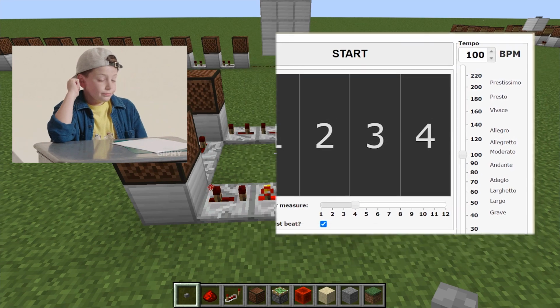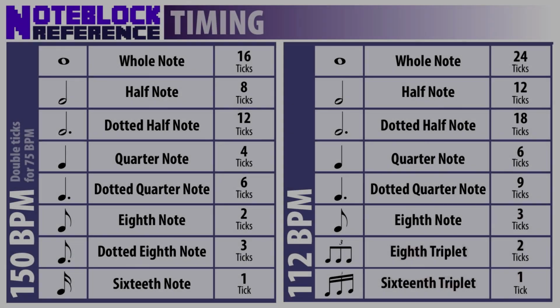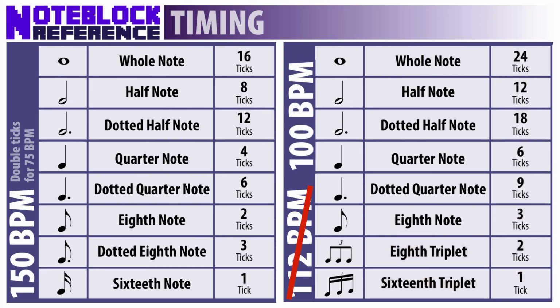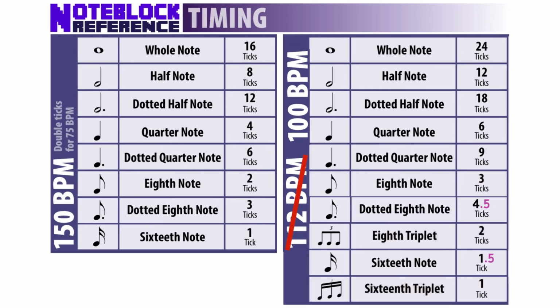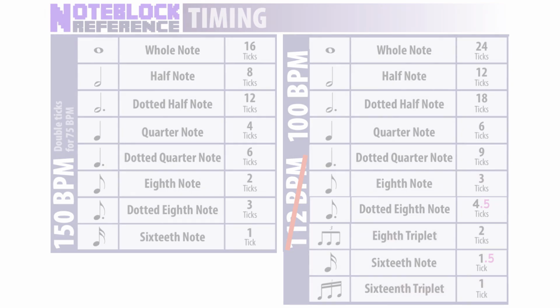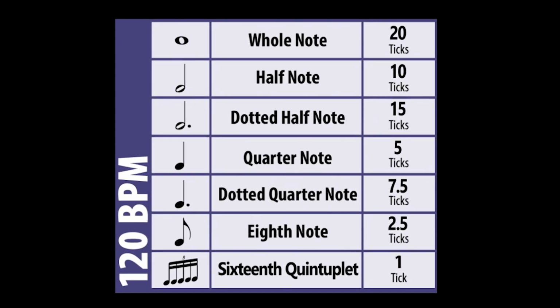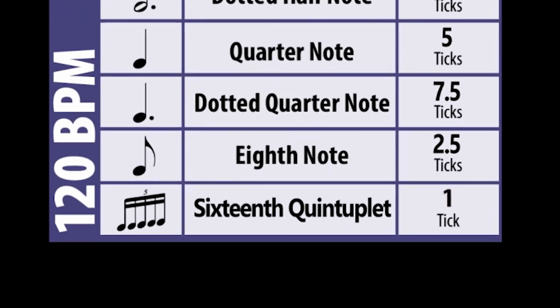The point is, there are other tempo possibilities. You could do 150 or 100 BPM following this chart, but with half ticks there are a few more options. FamilyCraft Dad says you'd have to give up 16th notes, but with half ticks that's no longer the case. Plus you could do dotted 8th notes and a bunch of other stuff as well. You could also do new tempos. For example, you could finally get 120 BPM as long as you're cool with all your 16th notes being quintuplets.